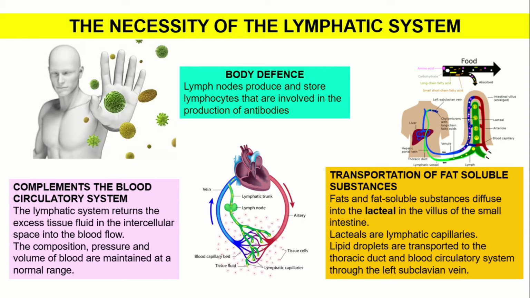Last one is the transportation of fat-soluble substances. Fat and fat-soluble substances such as fatty acid and glycerol, and also vitamins A, D, E, and K will diffuse into the lacteal in the villus of the small intestine. The lacteals are lymphatic capillaries. The lipid droplets are transported to the thoracic duct and the blood circulatory system through the left subclavian vein.